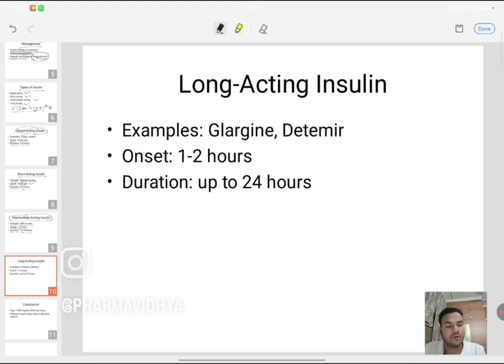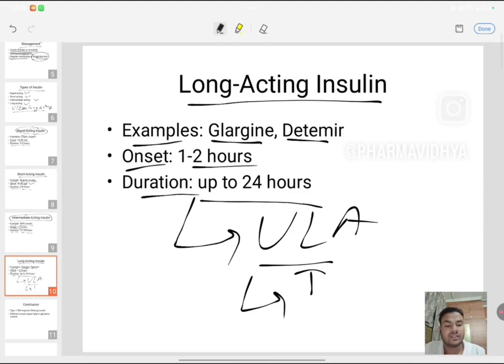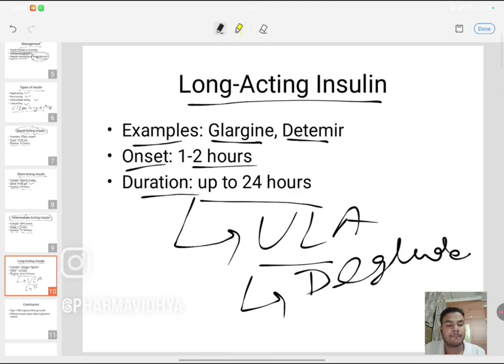In long acting insulins, you have insulin Glargine and insulin Detemir. Onset is 1 to 2 hours. Duration is up to 24 hours. Ultra long acting, as I told you previously, insulin Degludec is an ultra long acting insulin.